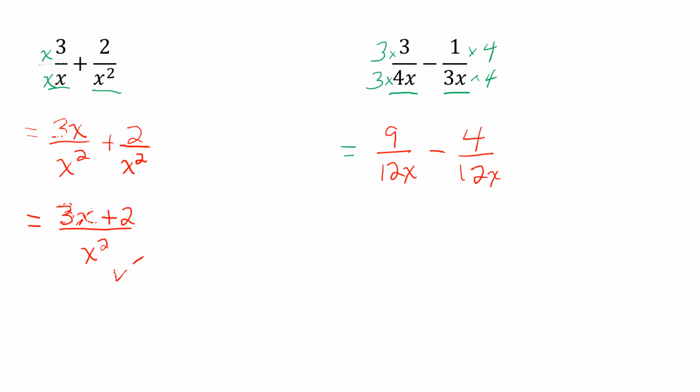And now we have a common denominator. Now we can actually subtract my numerators. So I've got 9 minus 4 is 5, and the denominator doesn't change. So our final answer is 5 over 12x.